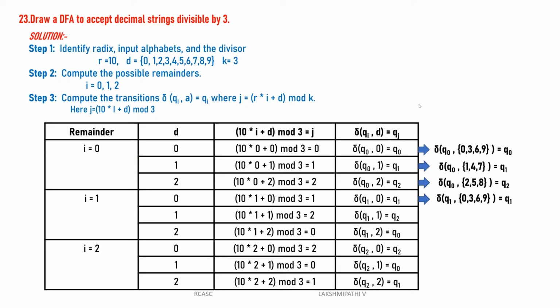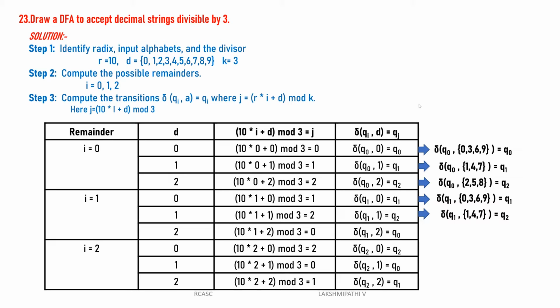So Q0 of 1 also goes to Q1, Q0 of 3 also 1, Q0 of 6 also 1, Q0 of 9 also 1. Then once again, 10 into 1, 10 plus 1 is 11. Modulo 3, the remainder we get is 2. The transition of Q1 of 1 is Q2, so the transition of Q1 of 1, 4, 7 is Q2 only. Then once again, for 10 into 1 plus 2, that is 12. Then modulo 3, 12 divided by 3, the remainder is 0.